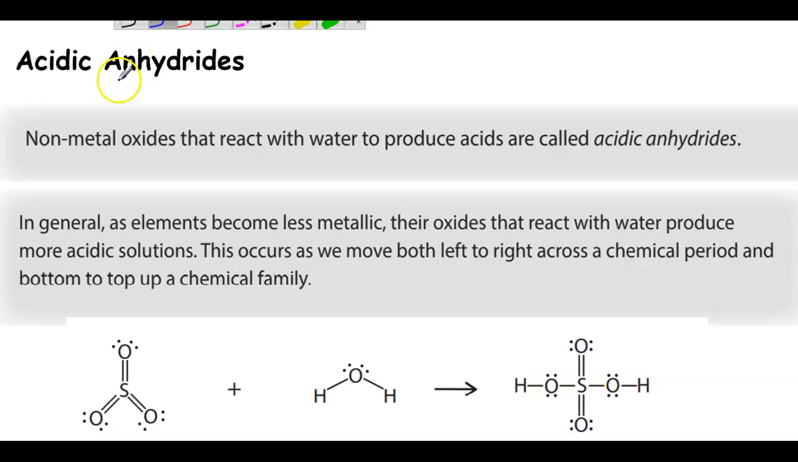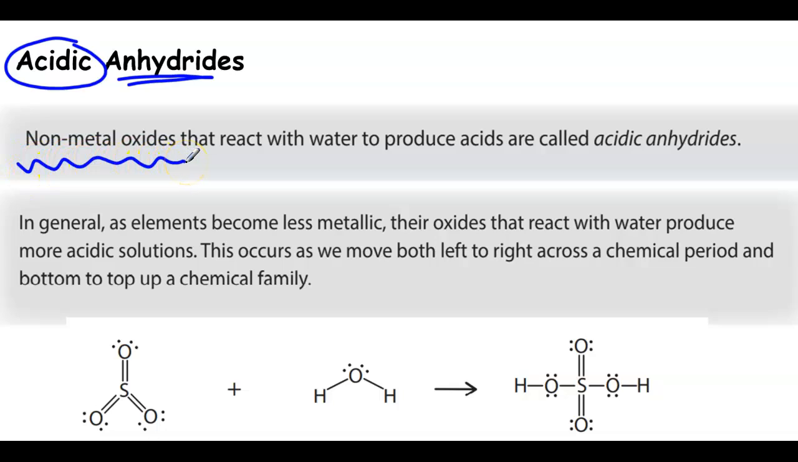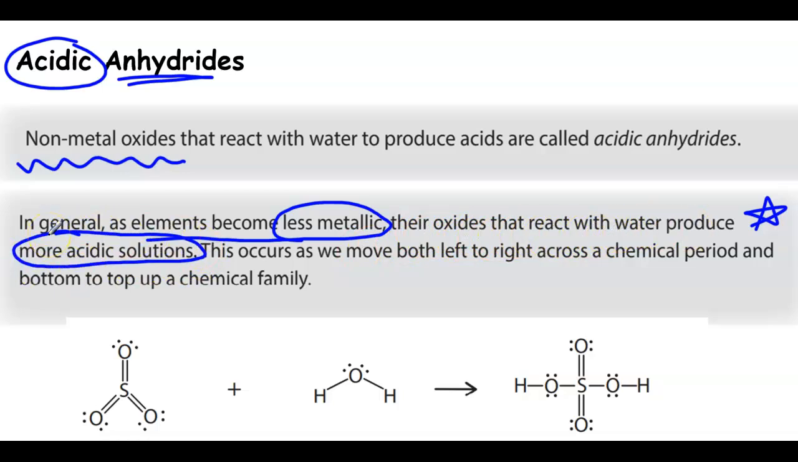So remember, this is going to be basically a compound that is not in water yet, that when it is in water will create an acidic solution. So non-metal oxides will react with water to produce an acid. Okay, so this is an important point here as well. In general, as the elements become less metallic, their oxides that react with water produce a more acidic solution. And you literally look at where that element is located on the periodic table.